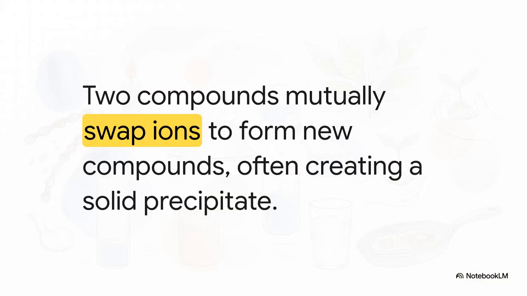Then we have double displacement. Think of this one like two compounds mutually swapping dance partners mid-song. When you mix a sodium sulfate solution with a barium chloride solution, they exchange ions almost immediately. The newly formed barium sulfate is completely insoluble, so it instantly forms a brand new, solid white precipitate that just falls right out of the liquid.